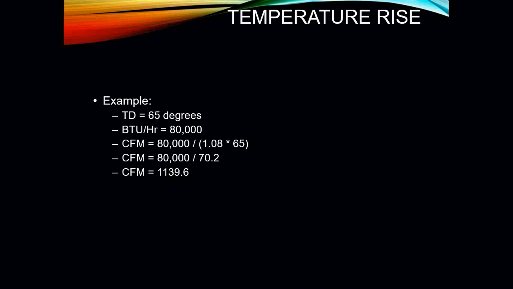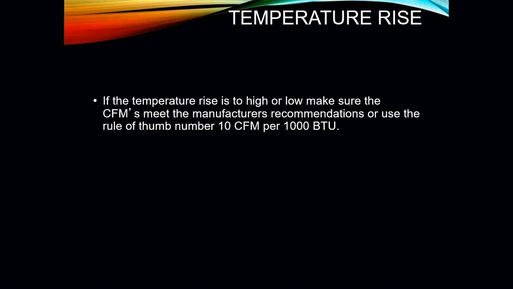And now we have a CFM of 1,139, or we can round it up to 1,140 CFMs of air that is needed to be moved across that heat exchanger. We can now use a blower chart. We can now look at our blower speeds and see whether or not we are moving the correct amount of air. And if not, we can change the blower speed to a little bit higher or a little bit lower.